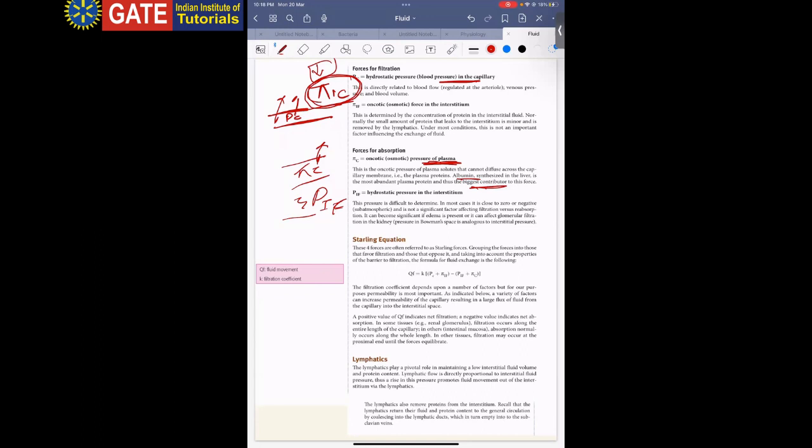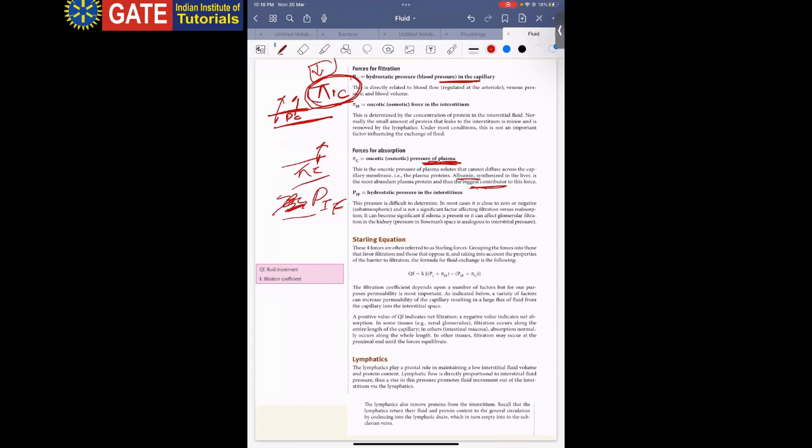In most of the cases, it's actually negative or zero, and it's not a very significant force that will affect the filtration and the reabsorption. But if there is edema, what is edema? Edema is the excessive fluid that is present in the interstitial space.